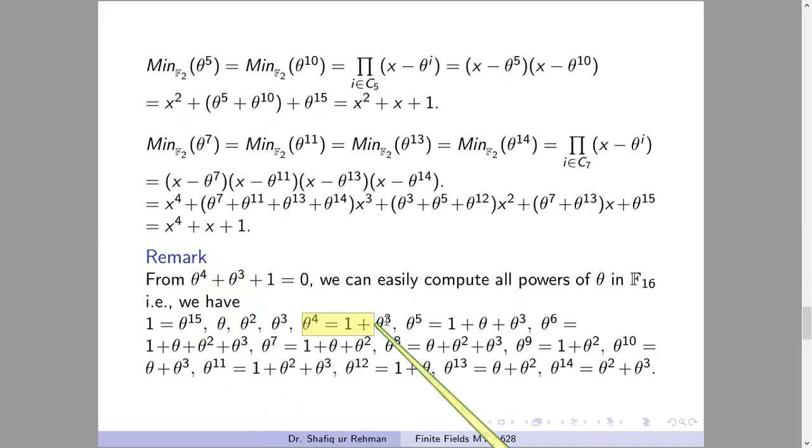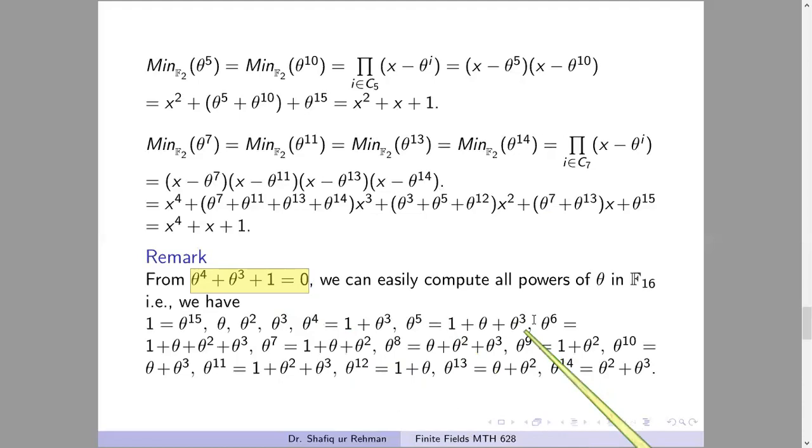Then multiplying both sides by theta, we will get theta 5 equals theta plus theta 4, and again putting the value of theta 4 we will get 1 plus theta plus theta cube. Because we know that if we write the elements of F16, all the elements have a degree maximum 3. They can be written in the form a plus b theta plus c theta square plus e theta cube. So in the standard form we have to go maximum until power 3. Whenever we get some power bigger than 3, we will use this relation to reduce its degree.